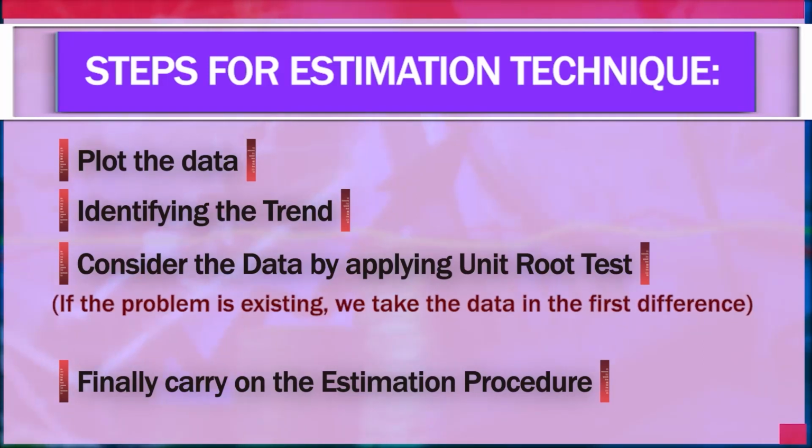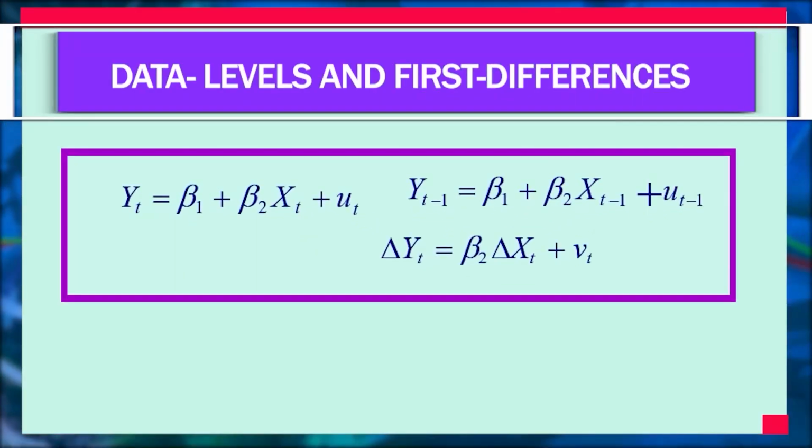So this calls for this particular slide, where we find out whether to use the data in the levels or the data in the first difference. If we refer to the first equation, we observe that yt equals beta 1 plus beta 2 xt plus ut. What does it mean? It means yt is dependent upon xt, both in the current period. So the current value of yt is dependent upon the current value of xt, and it is basically a bivariate framework, where we are moving from univariate to bivariate analysis. So yt is regressed on xt, and definitely the OLS residuals are obtained.